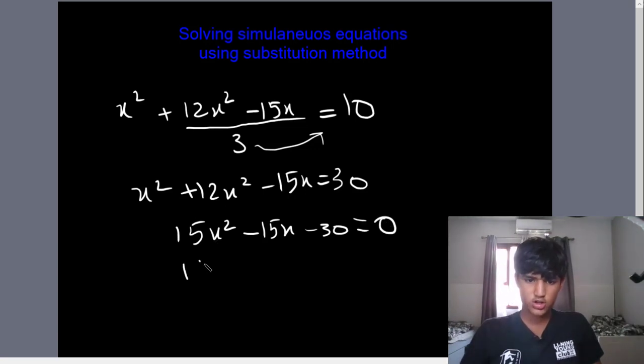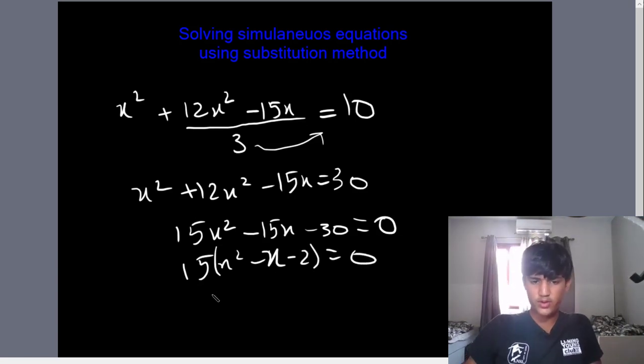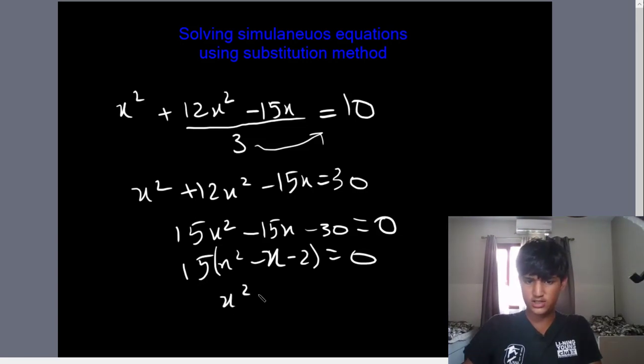So if we take 15 common, we have x squared minus x minus 2 is equal to 0. We're going to divide 0 by 15, which is going to be 0. So we're left with x squared minus x minus 2 is equal to 0.